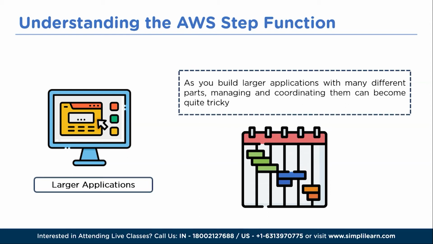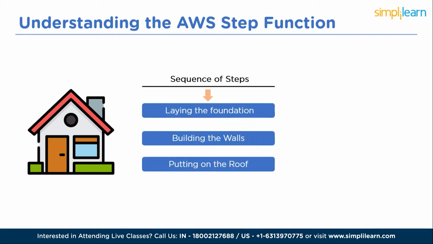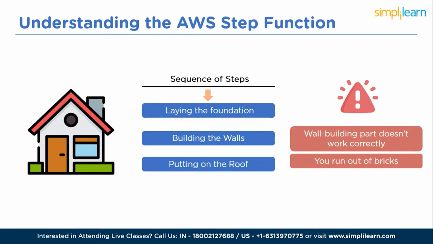Absolutely. Imagine you have a bunch of different tasks that need to happen in a specific order to complete a big project. For example, if you want to build a house, you need to follow a specific sequence of steps, like laying the foundation, building the walls, putting on the roof, and so on. But what if something goes wrong in the middle of the process? Like the wall building part doesn't work correctly, or you run out of bricks. That's where the challenge lies. With traditional methods, handling these errors and coordinating everything can become a nightmare. And here comes AWS Step Functions.